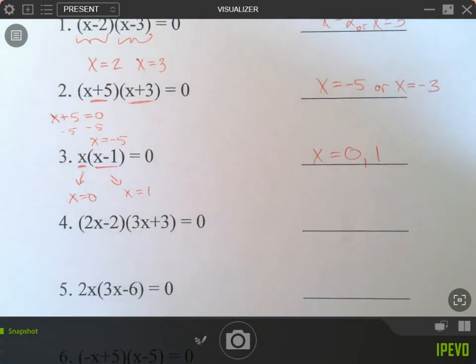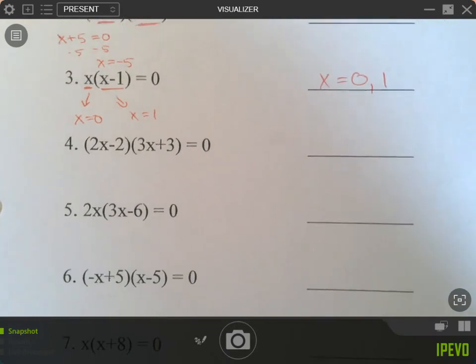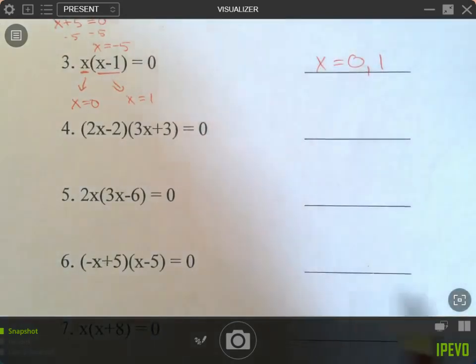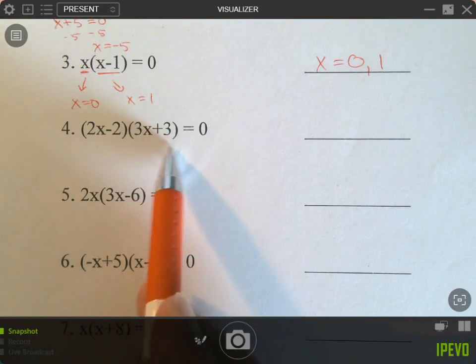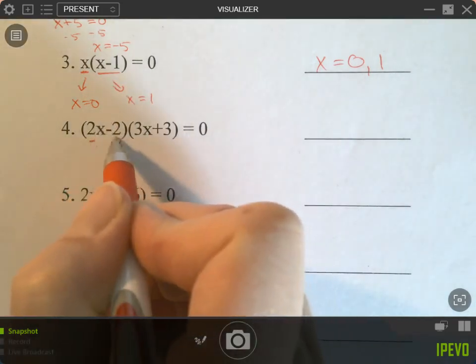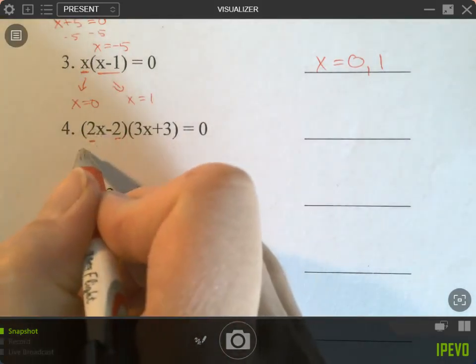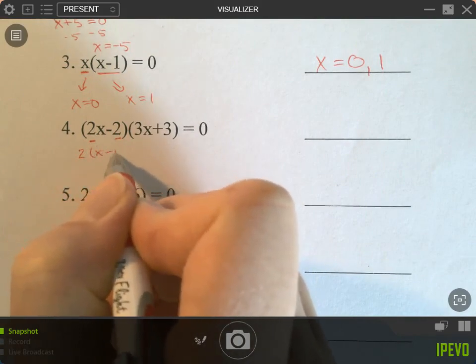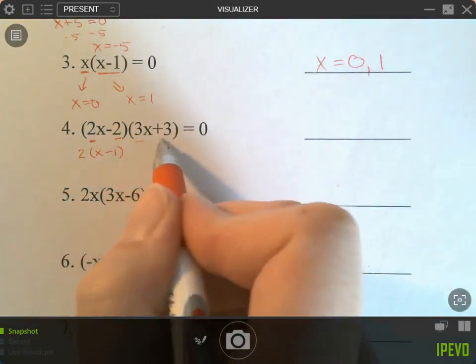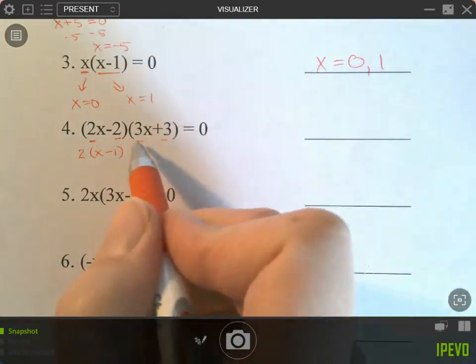Now, here's the deal. I'm really not happy about 4 and 5 because if you turn this in for factoring, you wouldn't get full credit. Why would you not get full credit on number 4? Do you see that there's still a GCF left in there? So essentially, if we finish factoring this, this would be a 2, and what would be left? X minus 1. And what about this right here? X minus 3. Well, what do these both have in common?